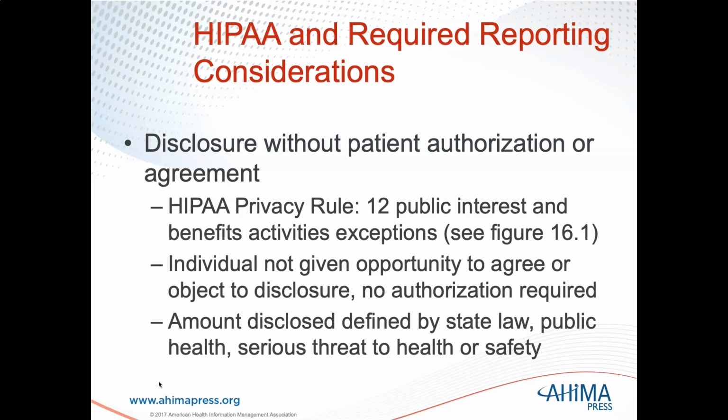So there are 12 public interest and benefits activities that are exceptions in the HIPAA privacy rule. Individuals cannot agree or object to the disclosure, and no authorization is required. The amount of information that's disclosed, or the PHI that's disclosed, is defined by state law, public health, or serious threat to health or safety.